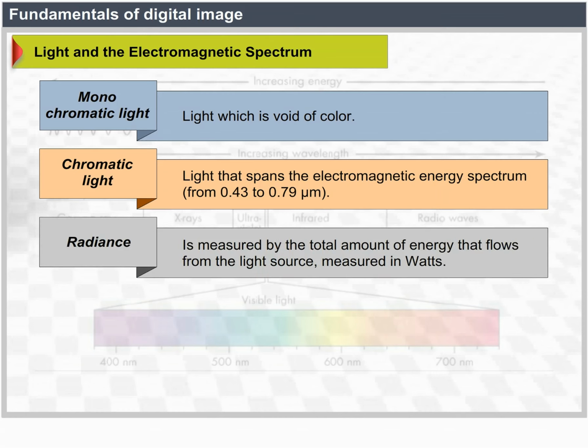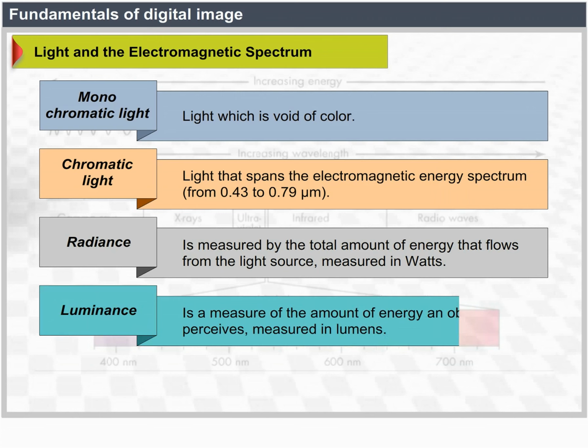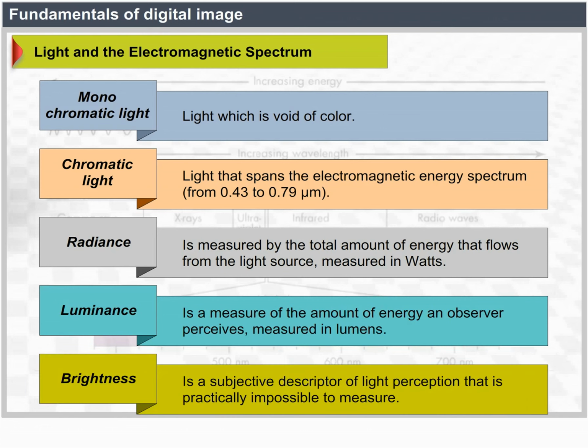Radiance, the total amount of energy that flows from the light source, measured in watts. Luminance gives a measure of the amount of energy an observer perceives, measured in lumens. Brightness, a subjective descriptor of light perception that is practically impossible to measure.